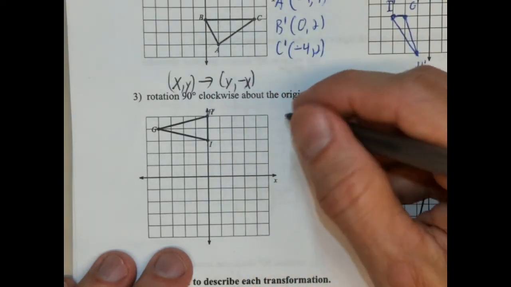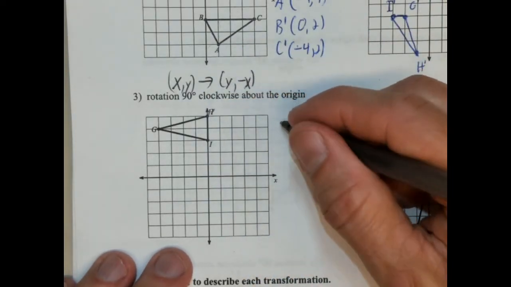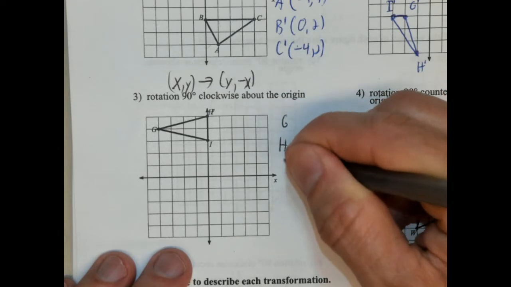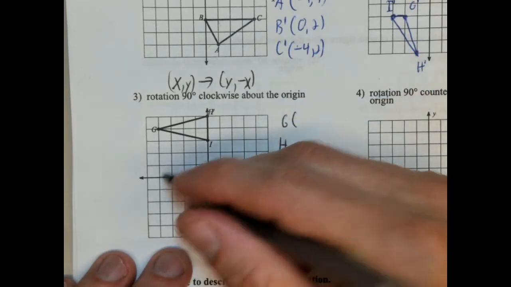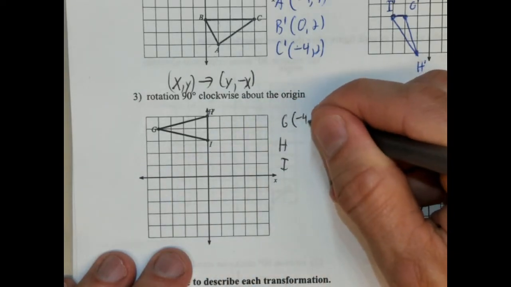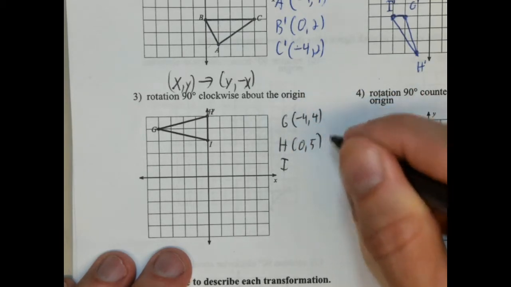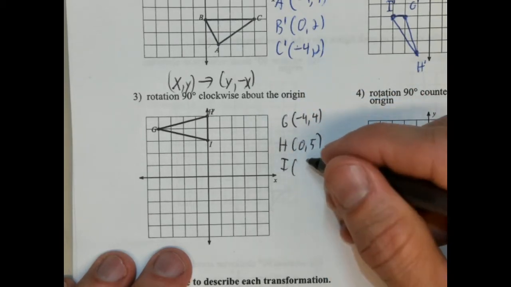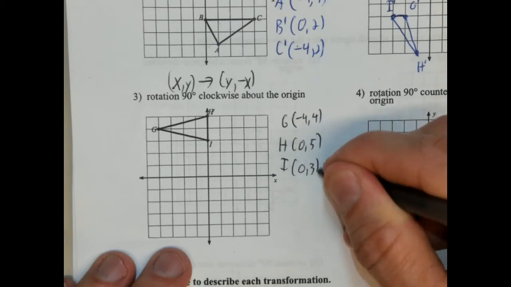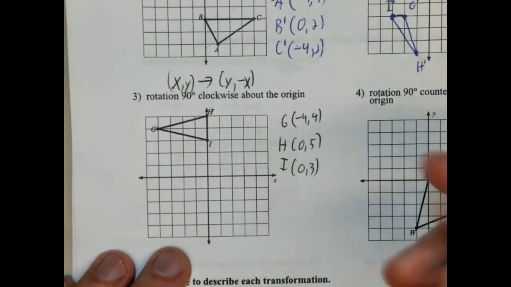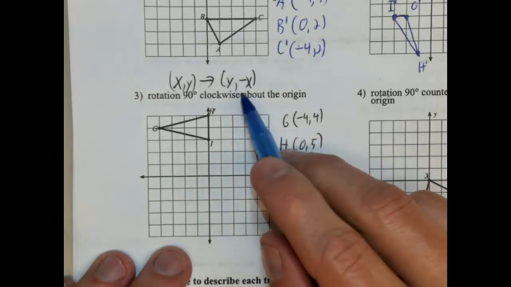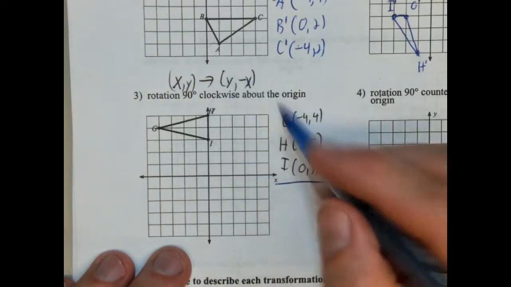Okay, so GHI. G is (-4, 4), H is (0, 5), and I is (0, 3). Okay, so we're going to apply our transformation. We're going to switch them and then change this term's sign.